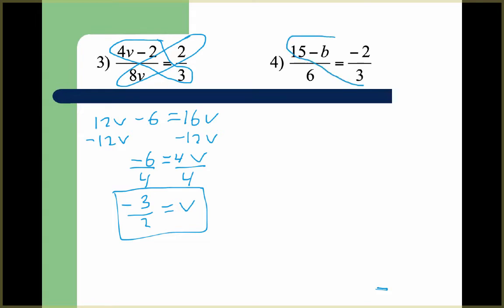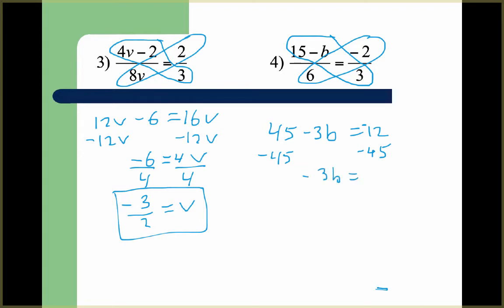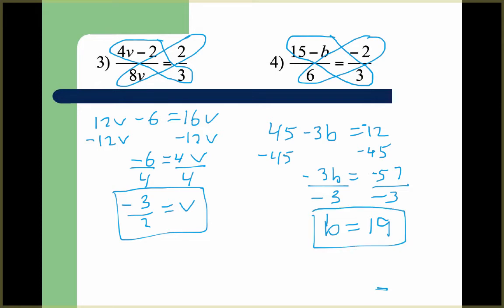All right, we have the same thing. We have a fraction equal to a fraction, and we are going to cross multiply. 3 times 15 is 45. 3 times negative b is negative 3b. 6 times negative 2 is negative 12. We then isolate our b by moving the 45 first, by subtracting 45 from both sides, and we get negative 3b equals negative 57. We then divide by negative 3, and we get that b is 19. And we have solved for our variable.